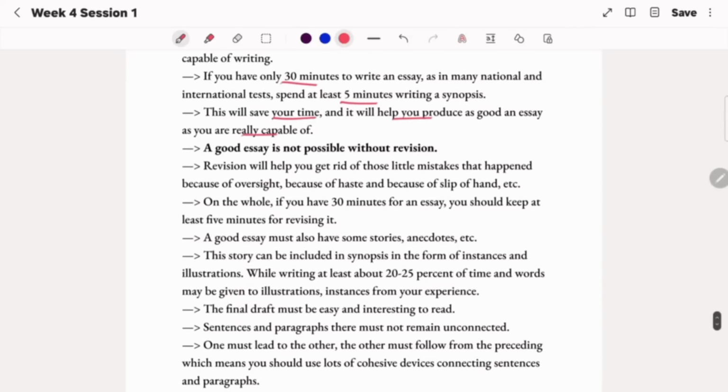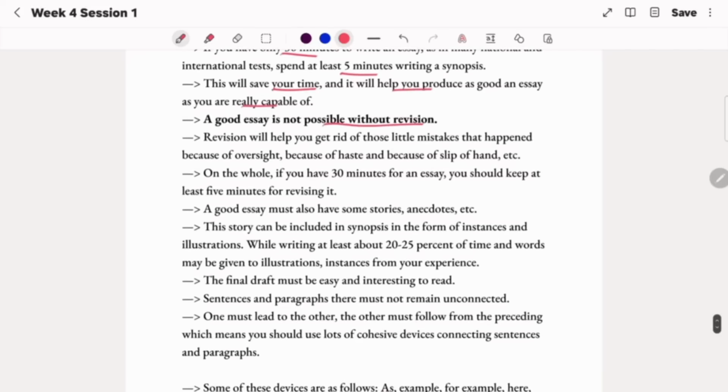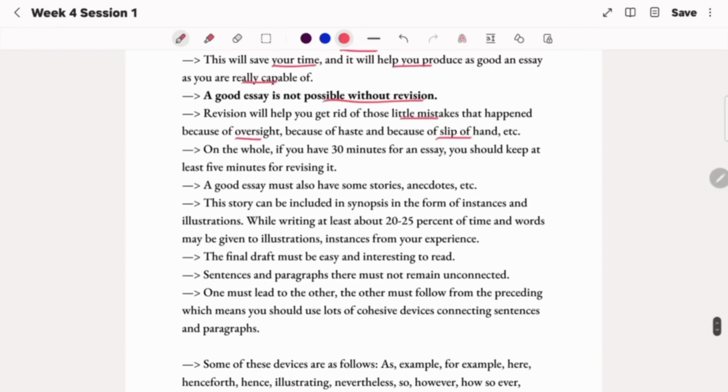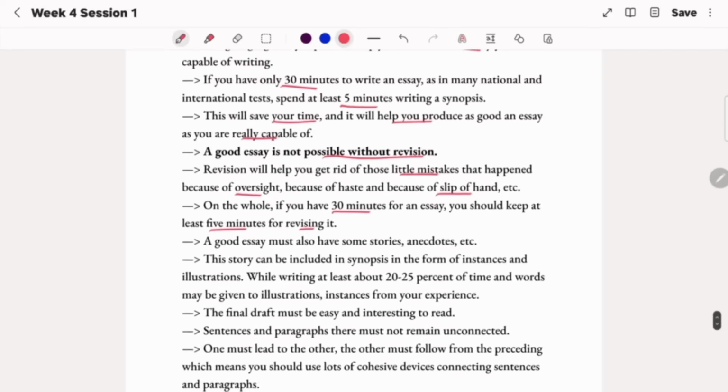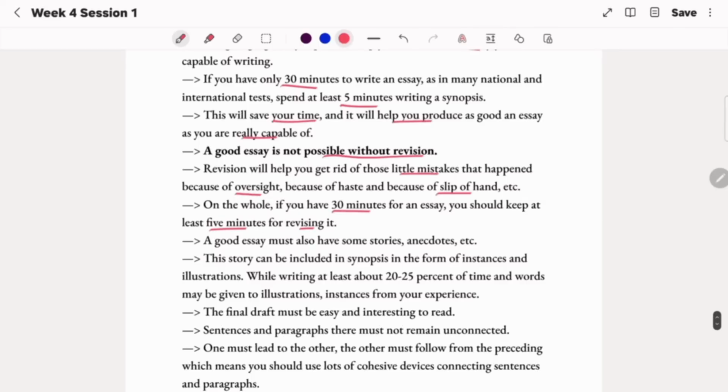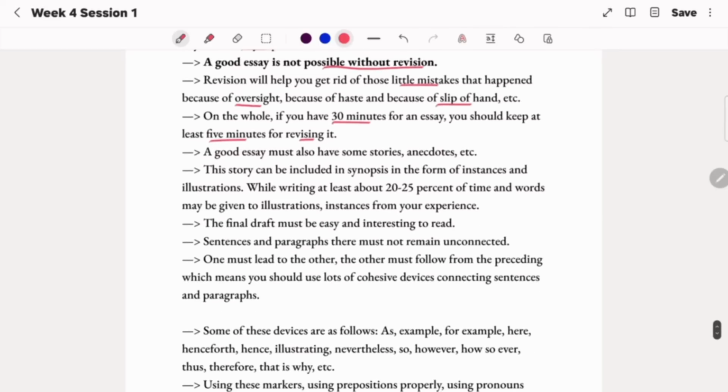The next important point is that a good essay is not possible without revision. Revision will help you get rid of those little mistakes. While you're writing, unintentionally you make a lot of mistakes, due to oversight or a slip of the hand or anything. So revision is important. On the whole, if you have 30 minutes for an essay, you should spend at least 5 minutes revising the whole. So 5 minutes for writing the synopsis and 5 minutes for revising is mandatory for writing an essay.